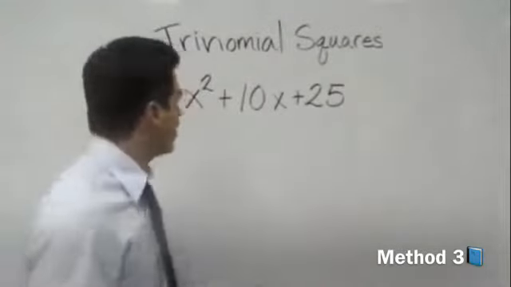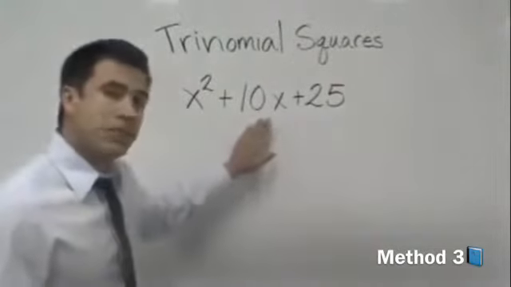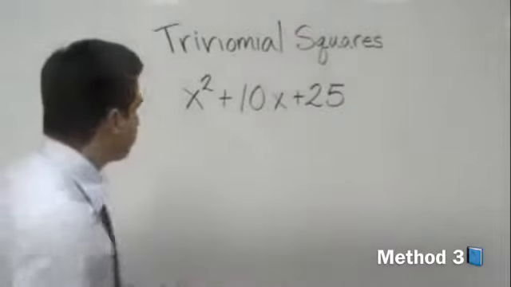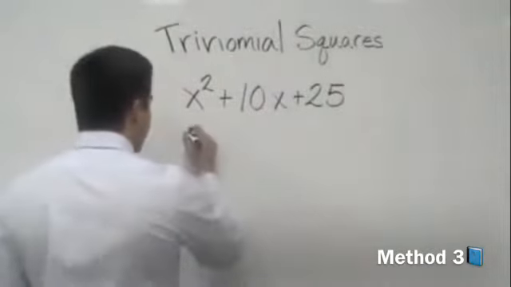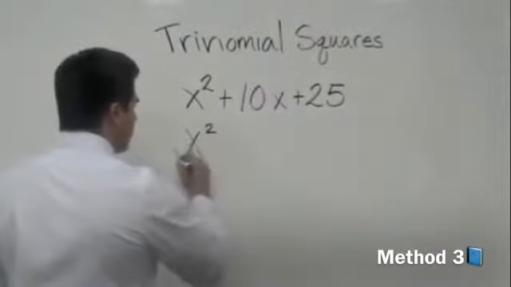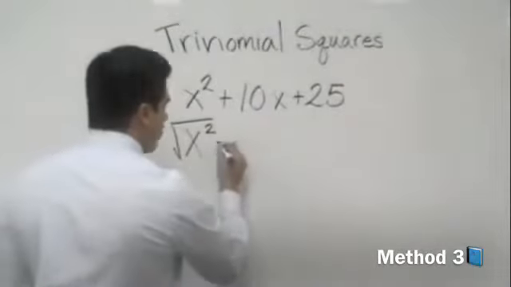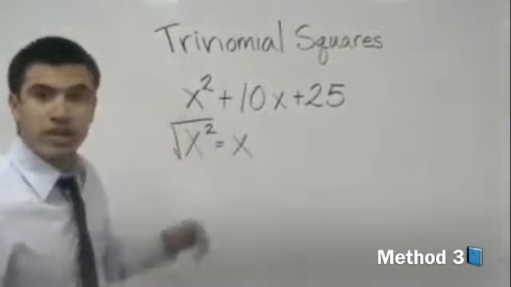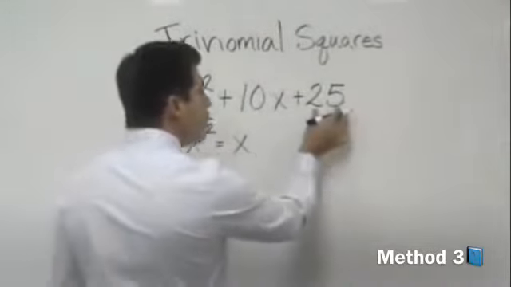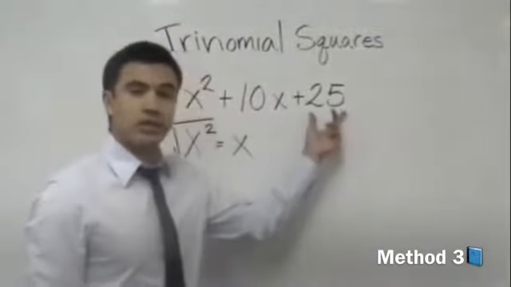That's not always the case. This number right here always plays a big factor in it, and here's why. If we were to take the square root of x squared, let's go ahead and do that. So we have x squared, and we're taking the square root of it, that would equal x, right? So that means that that's a perfect square. Good, we need that. We also want to see if we can take the square root of 25.